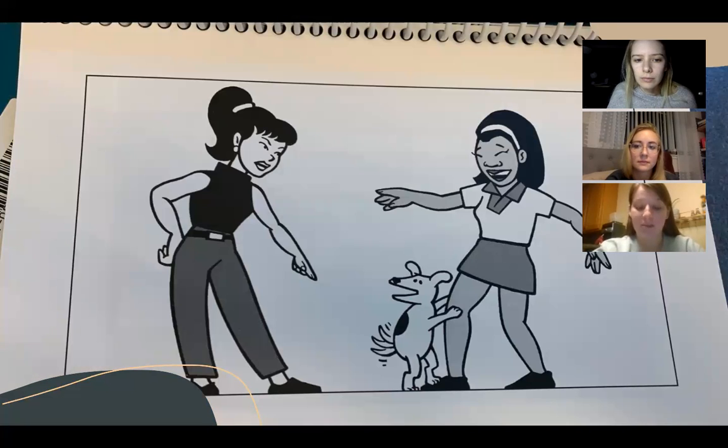Lisa is training the Smith's dog to stop jumping on people, so she points to the floor and says, "Sit." What does Lisa say to the dog? Stay. Okay, let's move on to the next one.